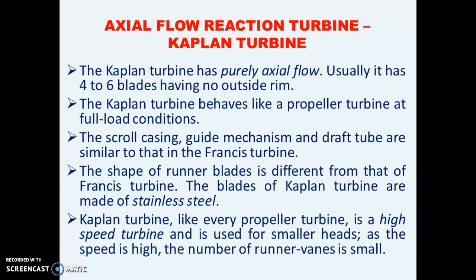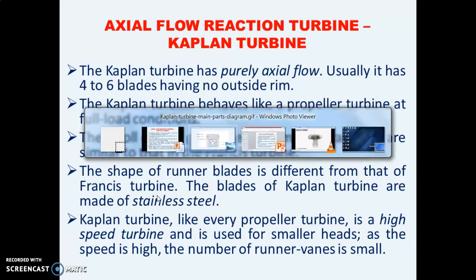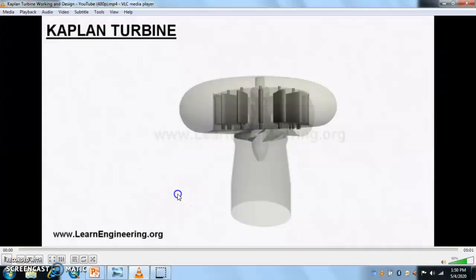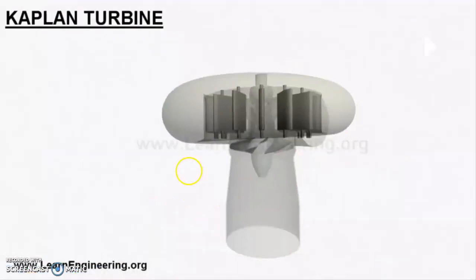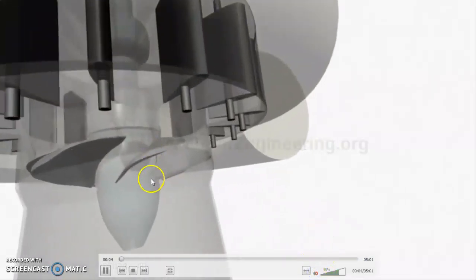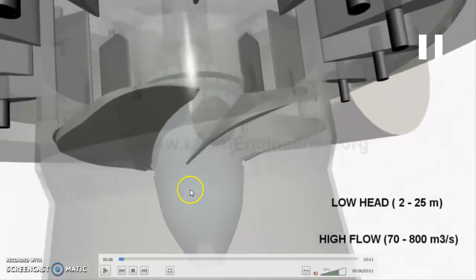We will see the video. Kaplan turbines are suitable for power. This is a Kaplan turbine. It is used for low head, that is 2 to 25 meters, and high flow, that is high discharges of 70 to 800 meter cube per second.